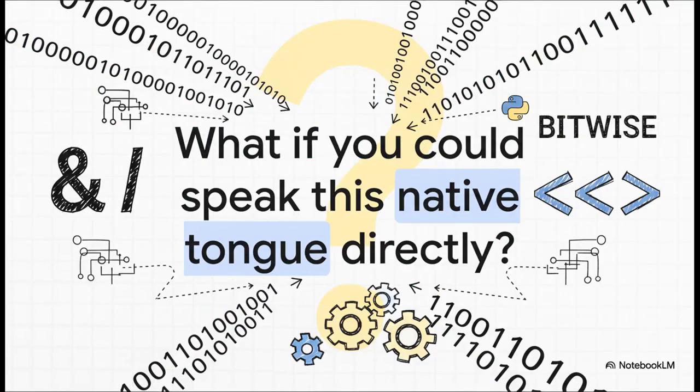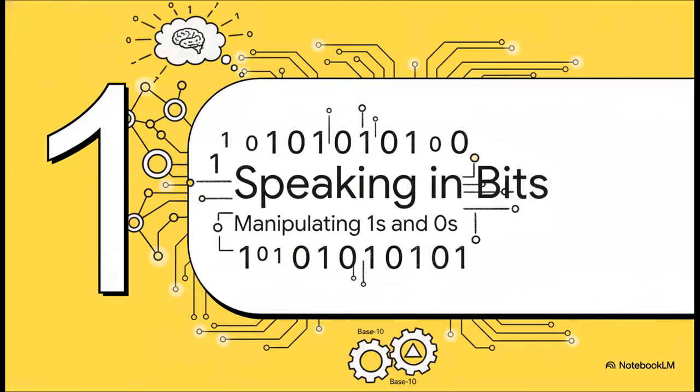So what if you could just bypass all those layers of abstraction and manipulate those ones and zeros yourself? Well, guess what? With Python's bitwise operators, you absolutely can. And this isn't just some niche trick for experts. It's a seriously powerful and frankly elegant way to write some incredibly efficient code. Okay, let's dive into this.